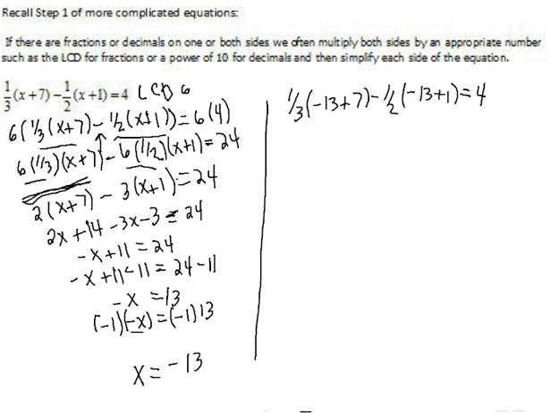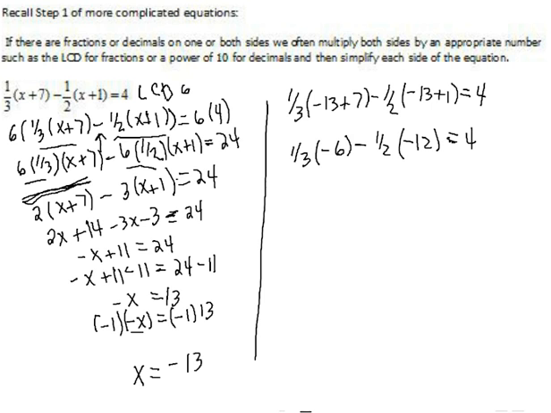So we'll start by combining like terms inside both sets of parentheses, and so we'll leave the 1/3 out here for now, and -13 plus 7, that's -6, minus 1/2 times, that'll be -12, -13 plus 1 equals 4.